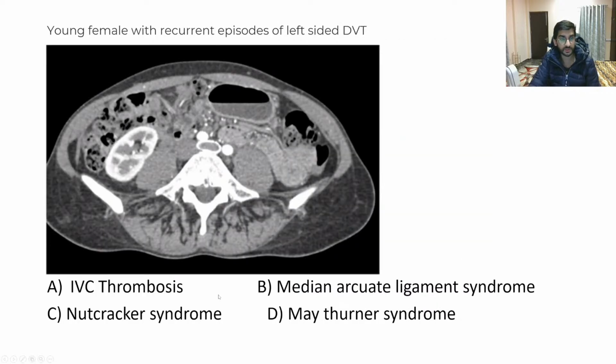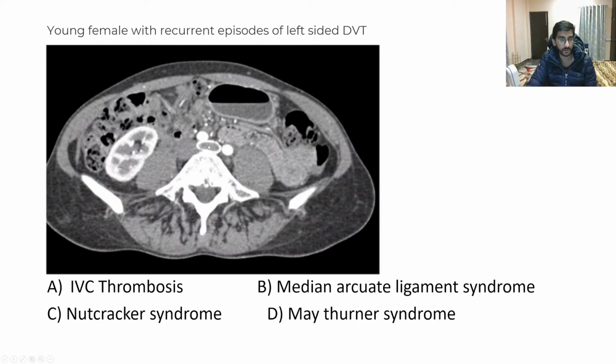Moving on to the next question, a young female with recurrent episodes of left-sided DVT. This is a recent case I saw. The patient, a lady, presented with left-sided DVT. They asked for the knee compression syndrome. We traced the vein. With ultrasound we could also trace it. So this is the right common iliac artery. This is the left common iliac artery. This is the left common iliac vein. This is the IVC. This is the right iliac vein.